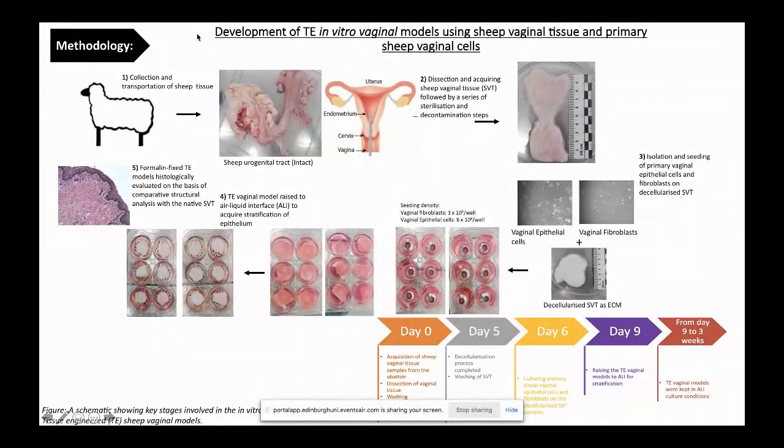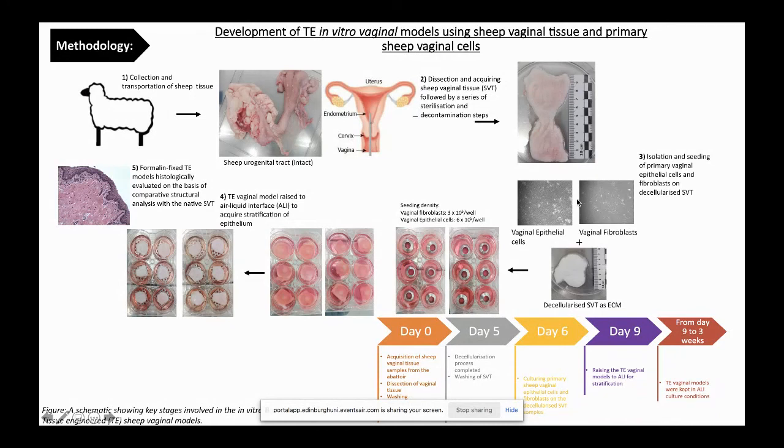The methodology I employed is very similar to the construction of dermal constructs. Here we receive intact sheep urogenital tract from the abattoir. We dissect out the vaginal tissue from the intact tissue. Here we can see the shiny vaginal mucosa over the surface. This tissue is then used to isolate primary sheep vaginal epithelial cells and fibroblasts.